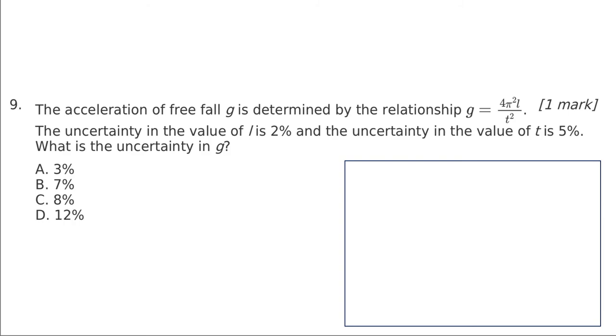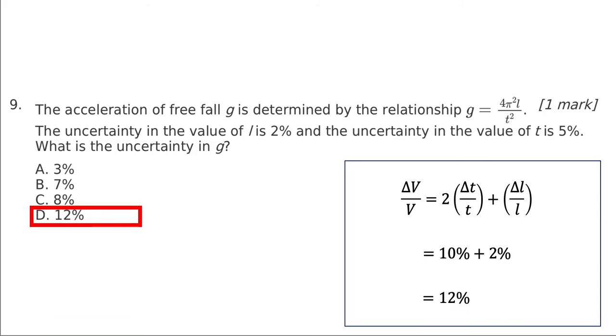2 more to go, folks. Okay, slightly horrible looking one, but actually fine. We've got a relationship for G, and we need to work out its percentage uncertainty. We know the percentage uncertainty in T and in L. We'll notice here we're multiplying and we're dividing, and so therefore we're going to add together percentage uncertainties. We need to double the percentage uncertainty in T because it has been squared. Okay, so we will take those numbers. We'll take 2 times 5, which is 10, plus 2 gives me 12%, which is D.